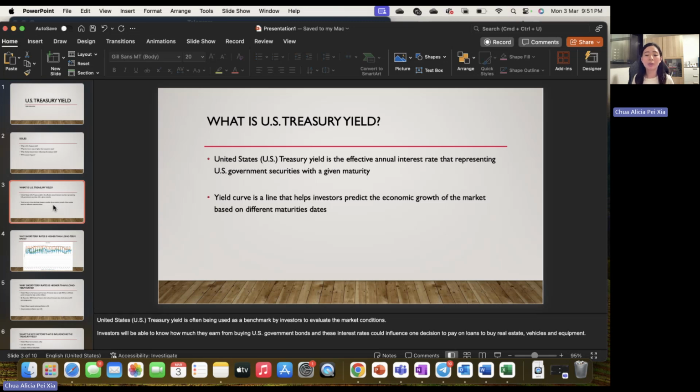A yield curve is a line that helps investors predict the economic growth of the market based on different maturity dates. By looking at the US Treasury yield, investors will be able to know how much they earn from buying US government bonds, and this interest rate could influence one's decision to take loans to buy large items, which are real estate, vehicles, and equipment. Higher yields on long-term US Treasuries imply investors' confidence in the economic outlook, but this could also cause inflation to rise.